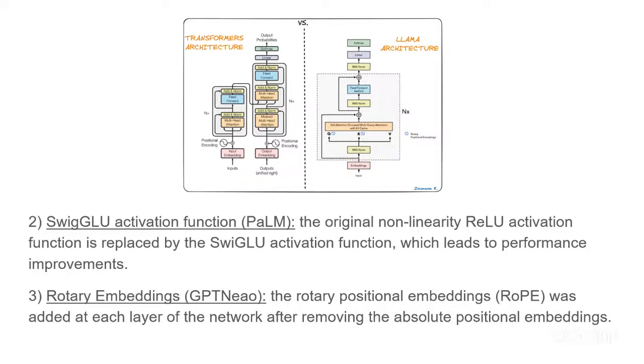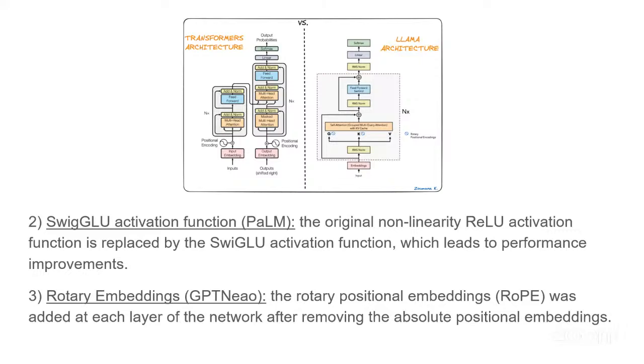Then there is the SwiGLU activation function, which is used in the PaLM model. The original non-linearity, the ReLU activation function, is replaced by the SwiGLU activation function, which leads to performance improvements. Then there are rotary embeddings. Rotary positional embeddings were added at each layer of the network after removing the absolute positional embeddings.